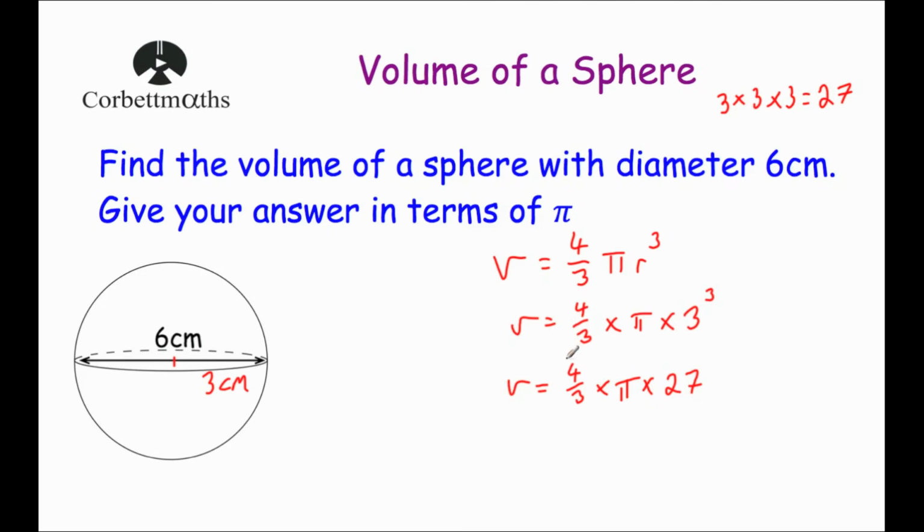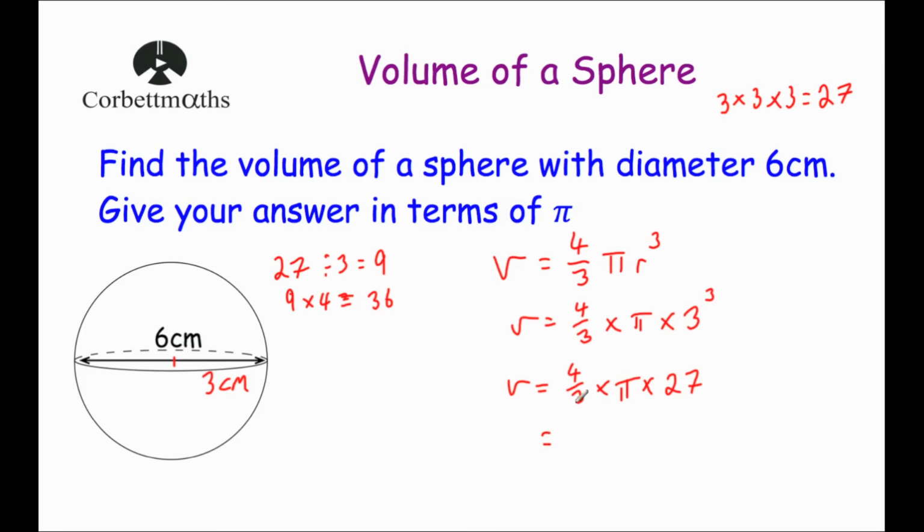Now when deciding whether to do 4/3 multiplied by 27 or 4/3 of 27, I think I would look at what you got whenever you cube the radius. Now we got 27, which is divisible by 3, so that's why I'm going to work out 4/3 of 27. It'll just be a little bit easier. So 27 divided by 3 is equal to 9, and then 9 times the numerator, 9 times 4 is equal to 36. So equal to 36.